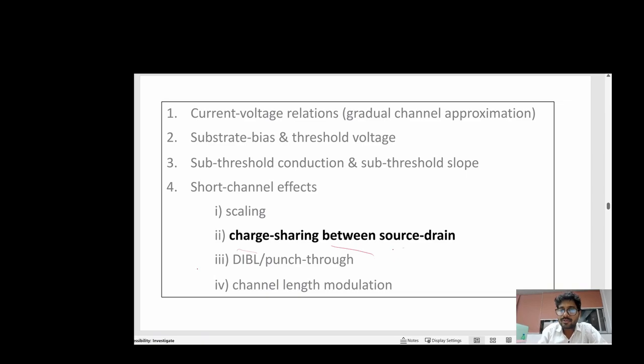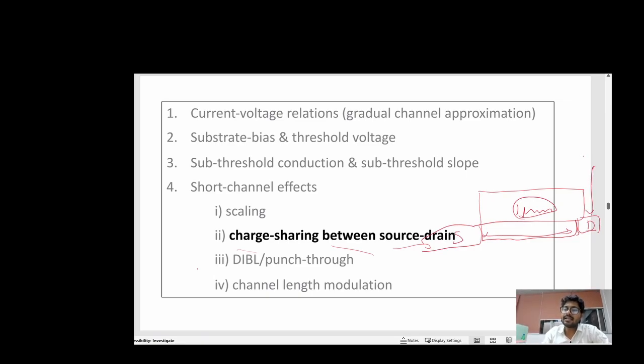Charge sharing between source and drain. Now, these effects matter when you have done the scaling. So this was your device, and now it is very small. Let us say this length is 1 micrometer. So your source and drain: this is source, and this side it is drain.